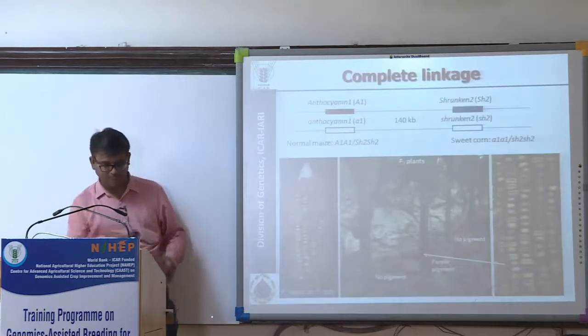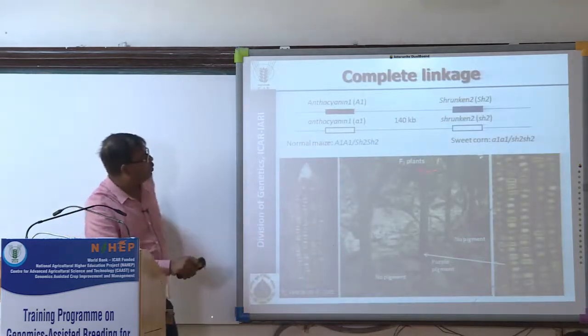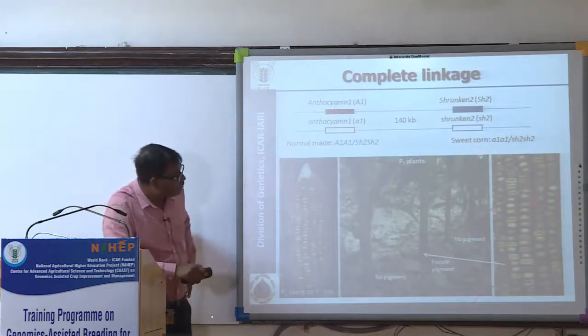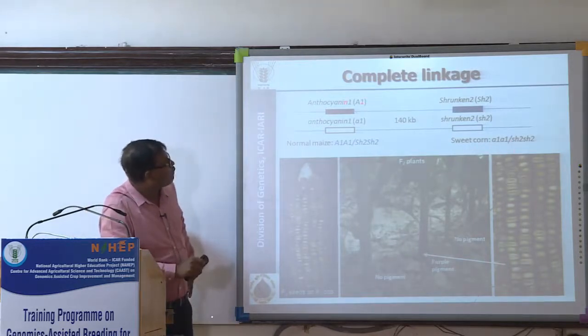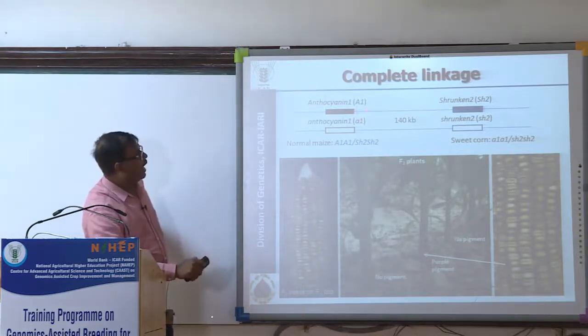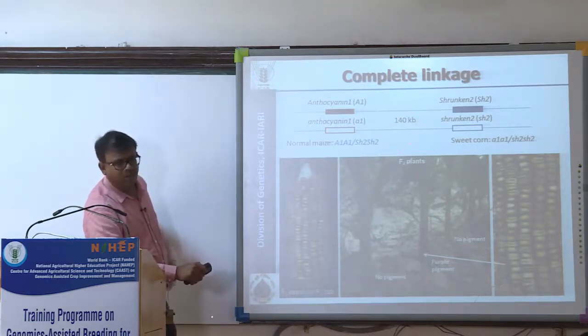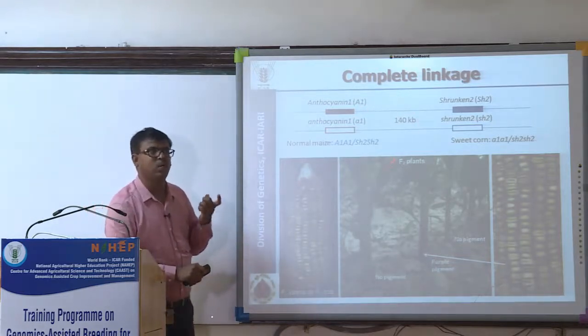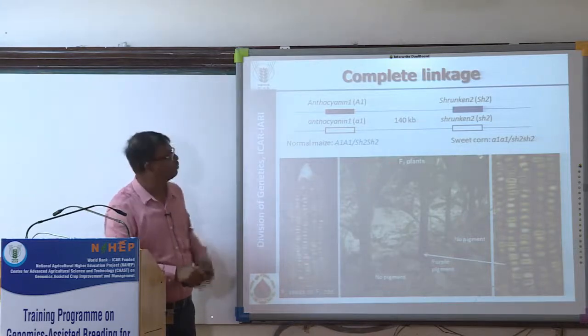Linkage is one of them. Now, you look at here. We talked about sweet corn, which is this shrunken one. Now, there is another gene called A1, anthocyanin 1. It gives the anthocyanin pigmentation in the plant. And these two genes are present 140 kb apart. 140 kb essentially in maize means less than 1 centimorgan, means very, very tightly linked.